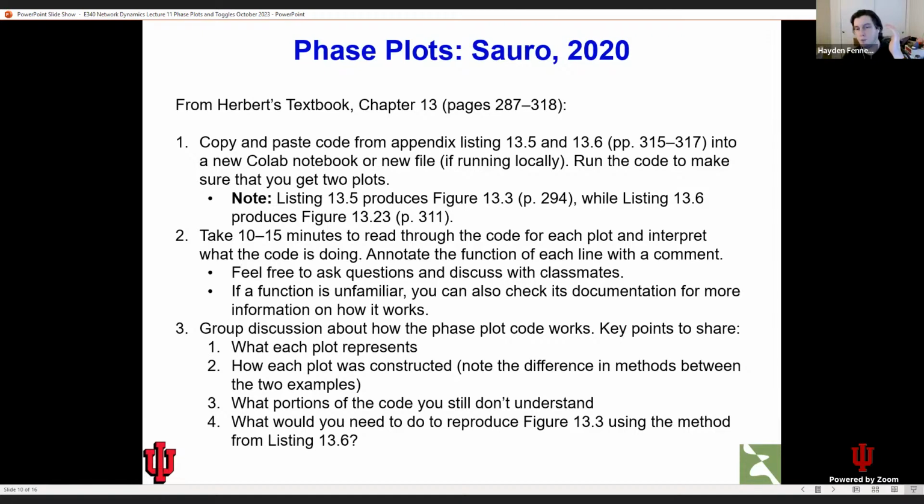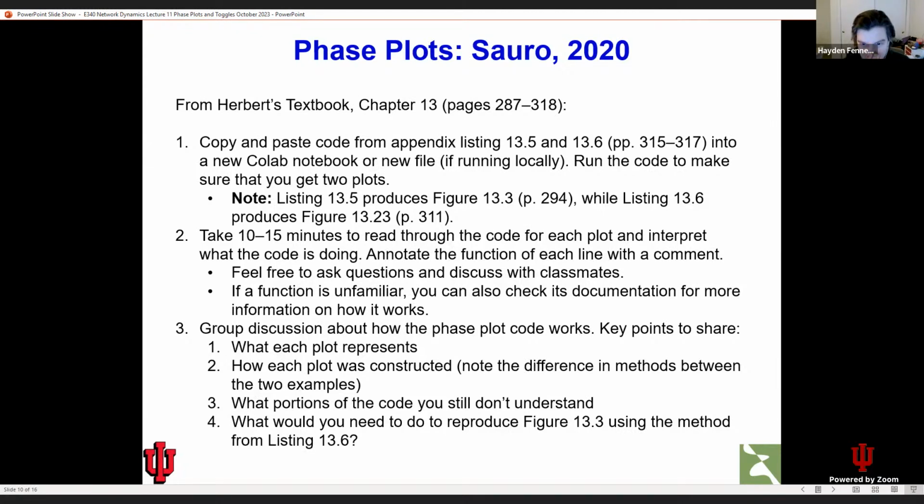Listing 13.5 is going to be relatively similar to what we just did. 13.6 is a different and much more efficient method of running this, computationally efficient at least, which may be useful for you to use as you move on with your projects, especially if you need to be building and running a lot of these graphs as you're testing. So take 10 to 15 minutes, after you've copied and pasted the code, to read through it, annotate the code with comments, and try to make some sense of what you're looking at, particularly the code from listing 13.6.